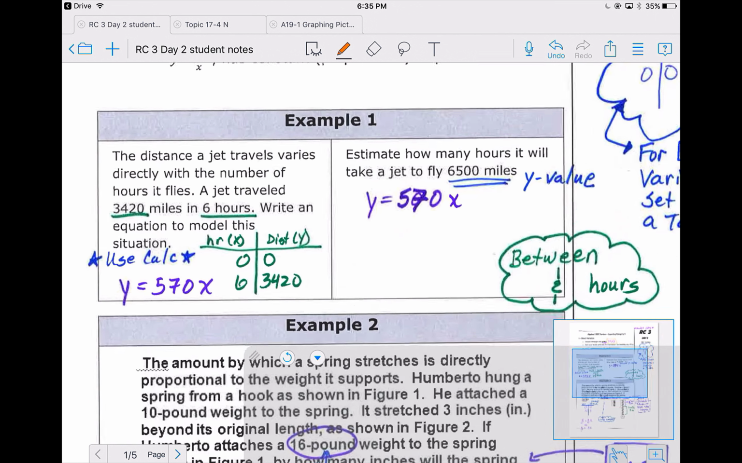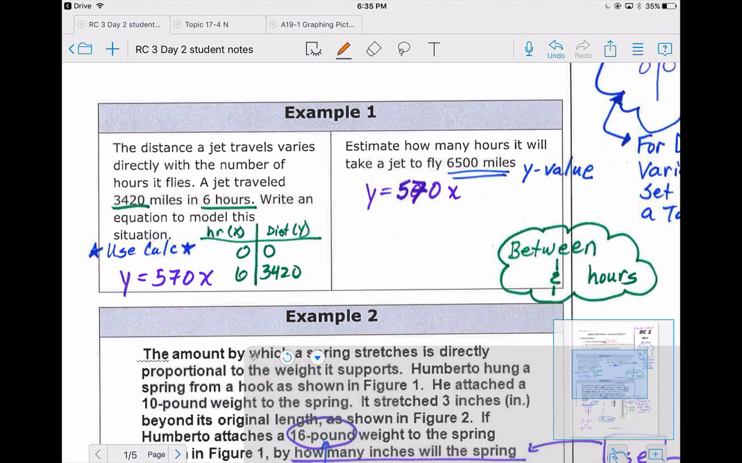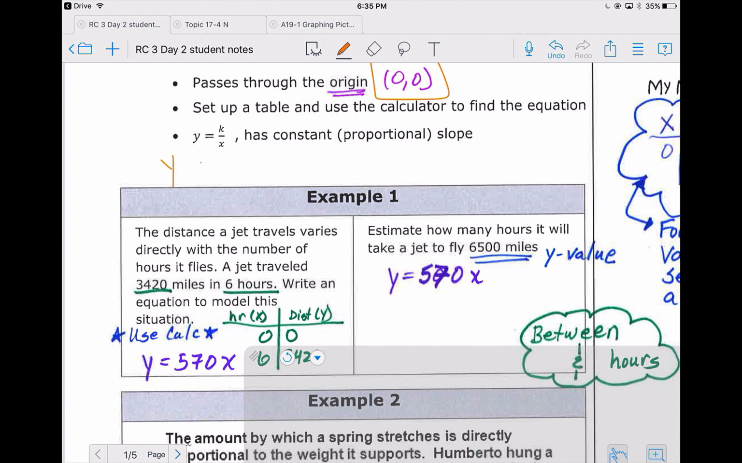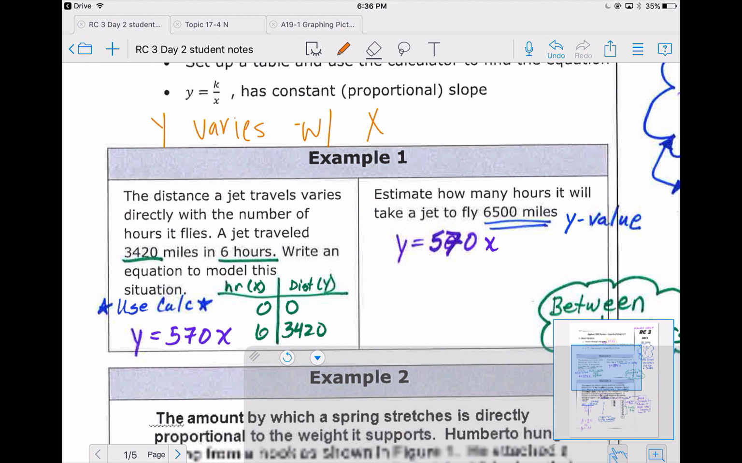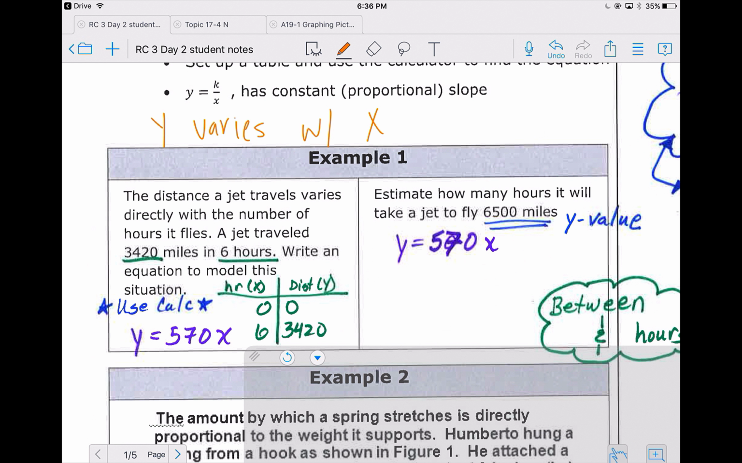So for example 1, the distance a jet travels varies directly with the number of hours it flies. A jet traveled 3,420 miles in 6 hours. Write an equation to model this. So it's always going to be given to you as y varies with x. So I don't know if you want to write that down. But when we see this first example, we have the distance varying with hours. So hours is going to be our x and distance is going to be our y's.